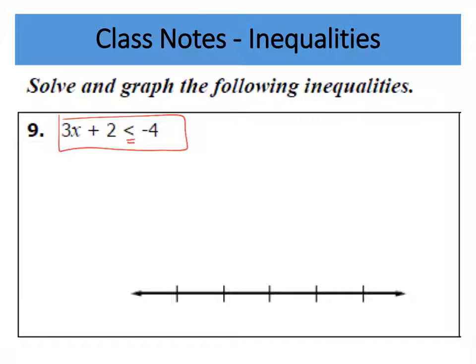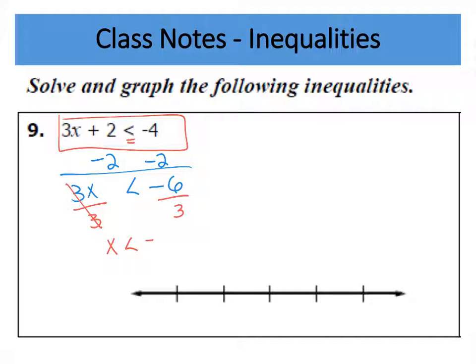When you are about to solve for x, we need to be sure to subtract 2 from both sides, so we get 3x. And then I'm going to copy down the inequality sign. -4 minus 2 is -6. And then my next step to get x all by itself is to divide both sides by 3. Divide both sides by 3. Those cancel out. X is less than negative 2.